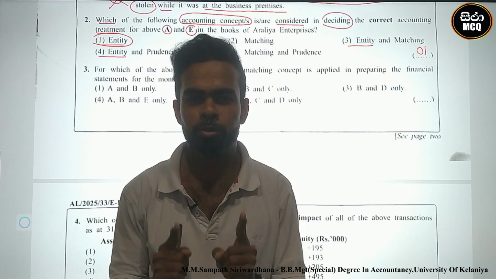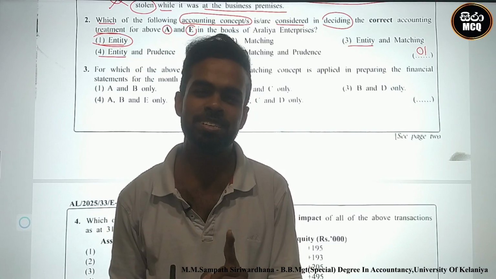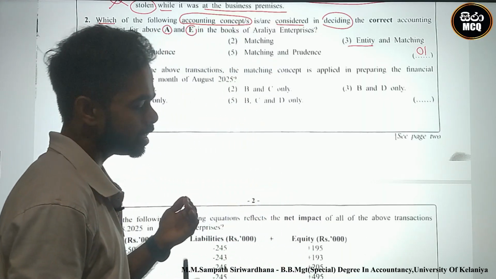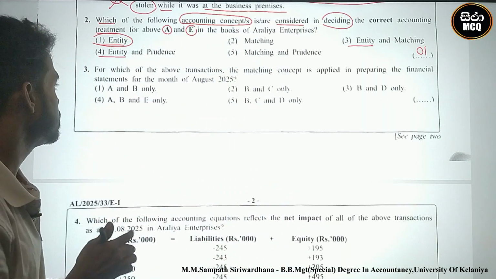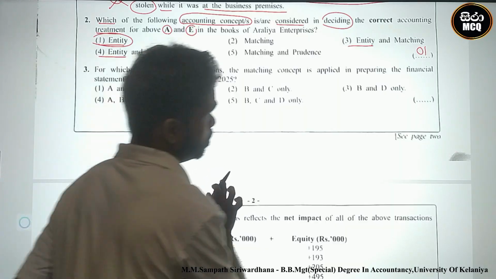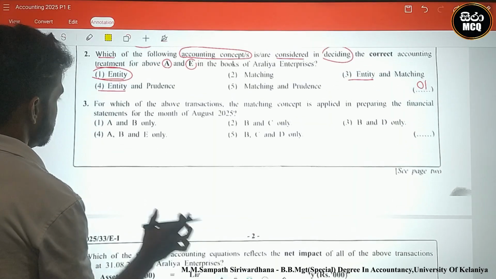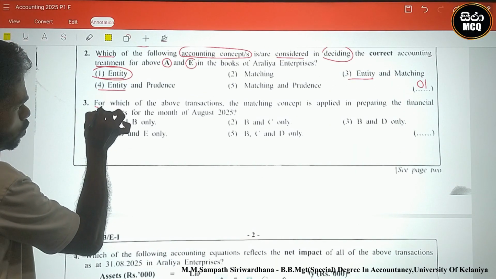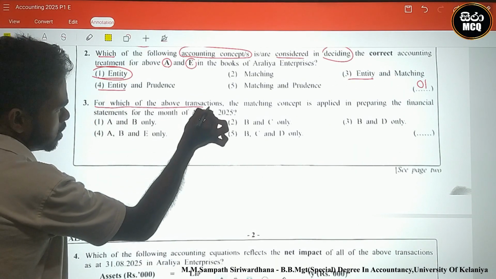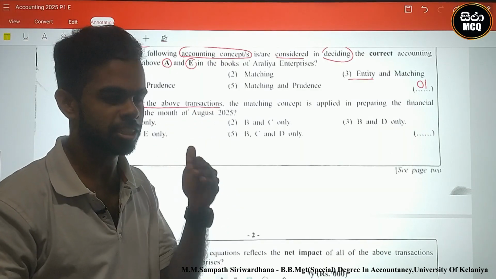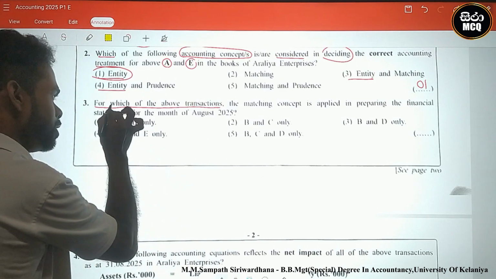Today we discuss the 2025 Advanced Level A-Level Accounting paper, question number 3. Question 3 is related to the above information. Look here. What is the requirement of question number 3? For which of the above transactions? There are the transactions above.